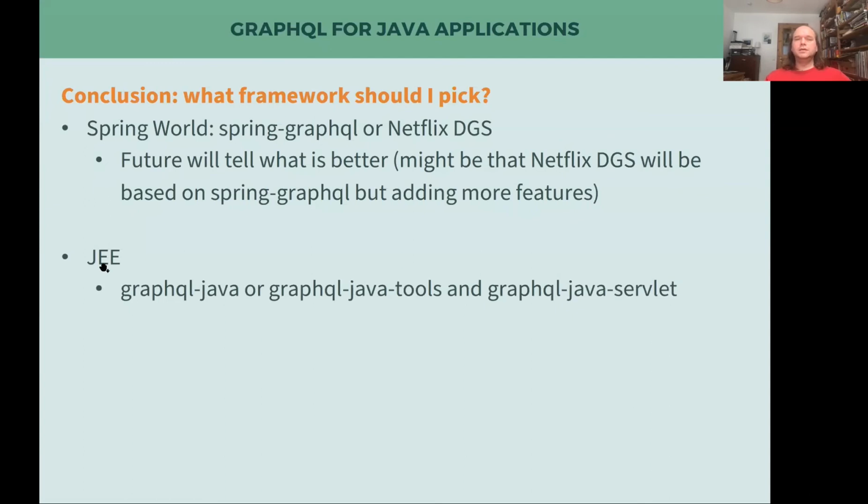If you're using Java EE, you have to use GraphQL Java or GraphQL Java Tools, and then GraphQL Java Servlet to expose your GraphQL API using the Java Servlet API, because GraphQL Java and GraphQL Java Tools both have no web endpoints. They're just GraphQL, but no endpoints. And of course, if you're using MicroProfile, you probably would use the MicroProfile GraphQL API. I think the MicroProfile GraphQL API does not support subscriptions at the moment. I'm not really sure, but I think they don't support it now.